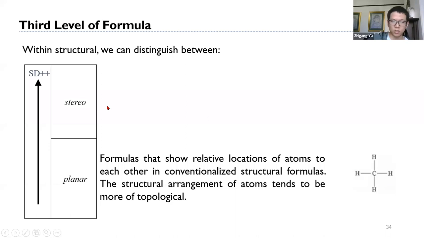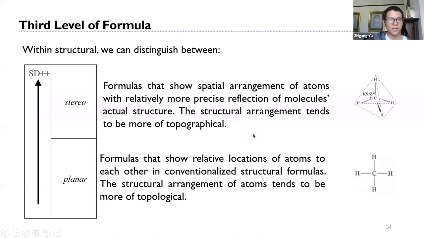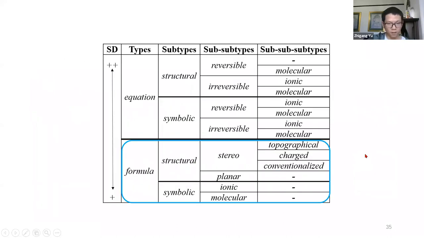So this is the work done by the stereo. I use stereo to refer to formulas that show the spatial arrangement of atoms, with a roughly more precise reflection of the molecule's actual structure. You can see that in this example the structural arrangement tends to be more topographical. There are different means of representation to show the specific location of these atoms in three dimensions, and also bonds to show the geometry of this methane molecule. So you see, it has much more meaning here. So I place stereo above planar on the SD strength. So this is the translation device of the bottom half.